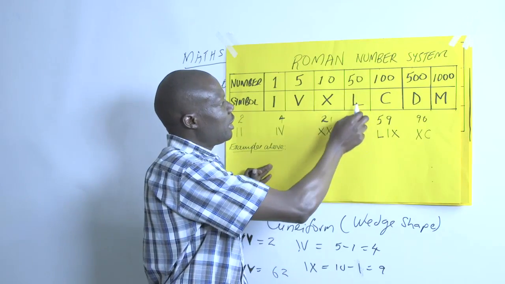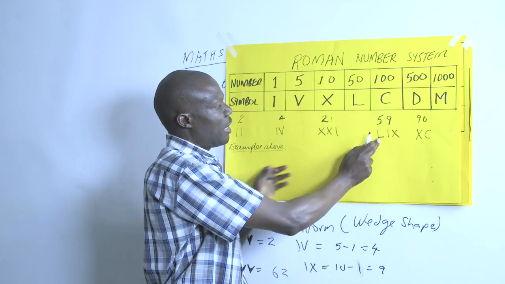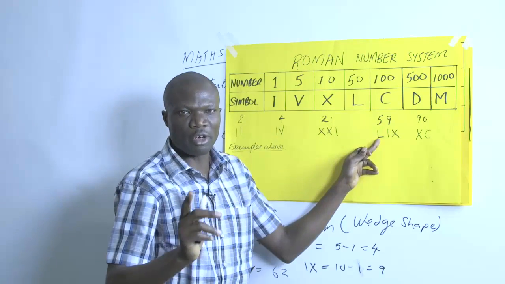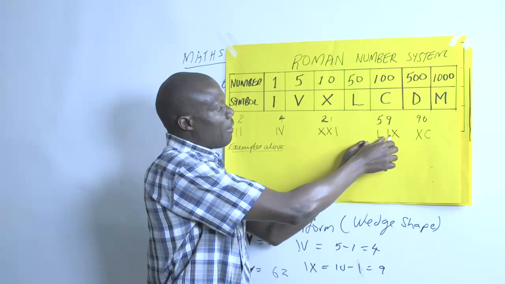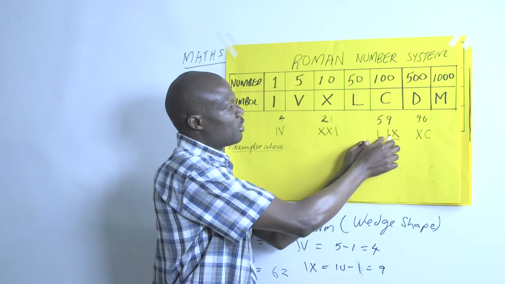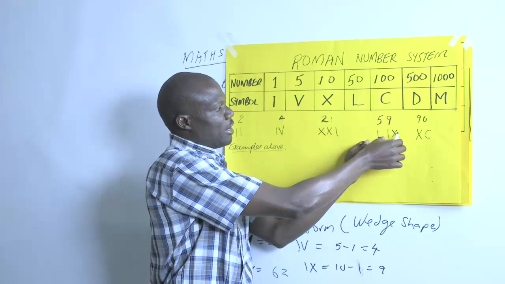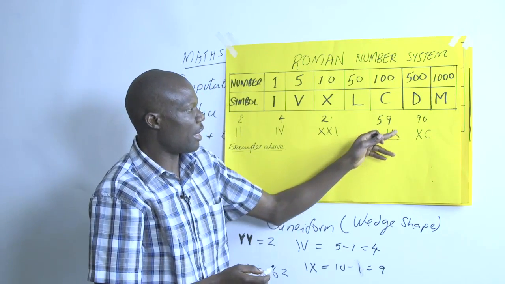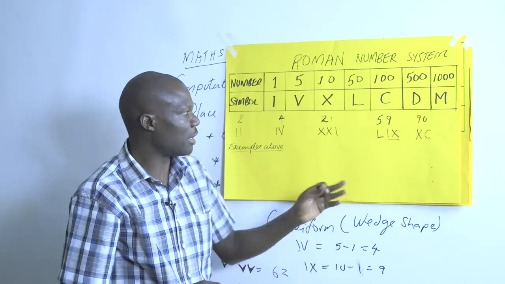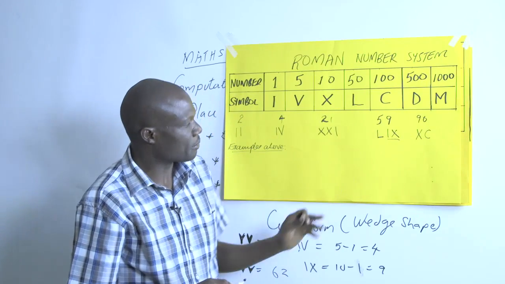59. 50 is L, which is here. Then 9, we don't have a single value for 9. 9 is the same as 10 minus a 1. So it will be from here, the whole of this. This one is giving us 10 minus 1, which is 9. So LIX stands for 59.